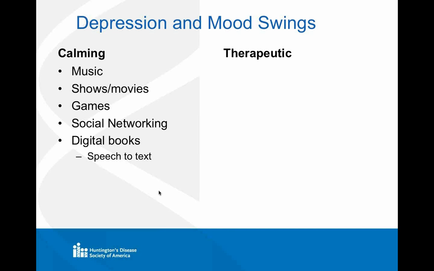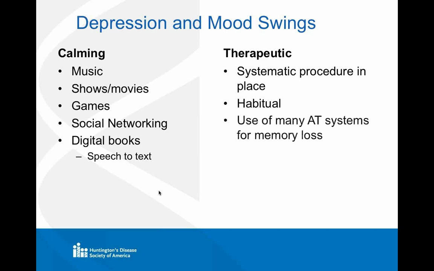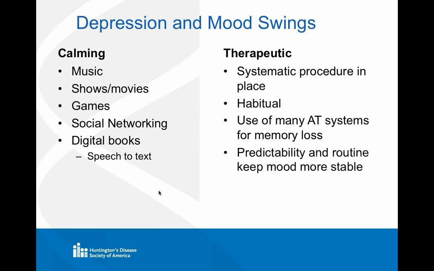A very systematic procedure is in place. Okay, this is going to be habitual. We do this on a regular, ongoing basis. This is part of how we do things. So we have many AT systems for memory loss, lots and lots of reminders, lots of ways to stay on task, keep that recognition of how much time is going by, and having predictability and routine can keep our moods more stable as well.